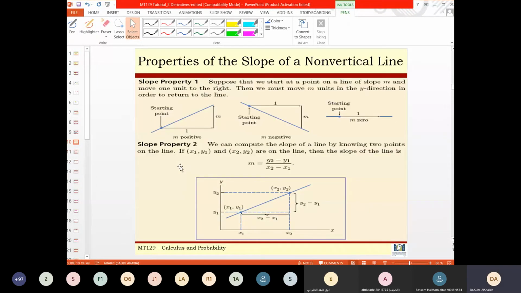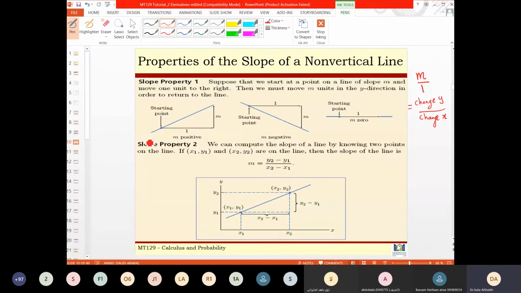Two more slides and I'm going to leave the exercises for next time. Now the first one, we have the slope interpretation here. We said that the slope is m, and m is like m over 1. As I said, it is the change in y divided by the change in x. We mentioned that the slope is like change in y over change in x.